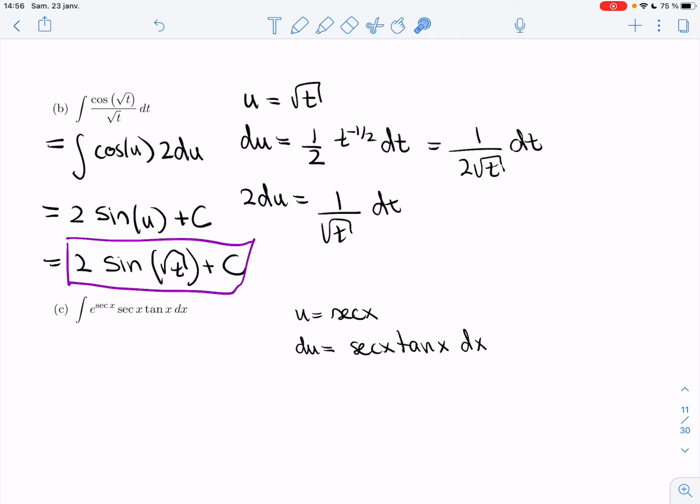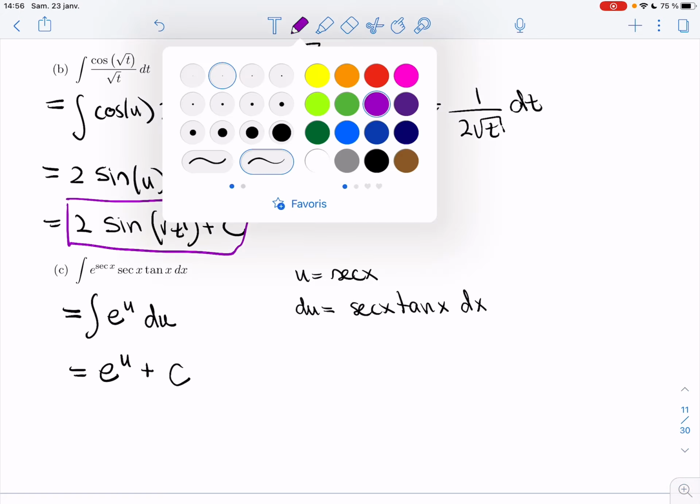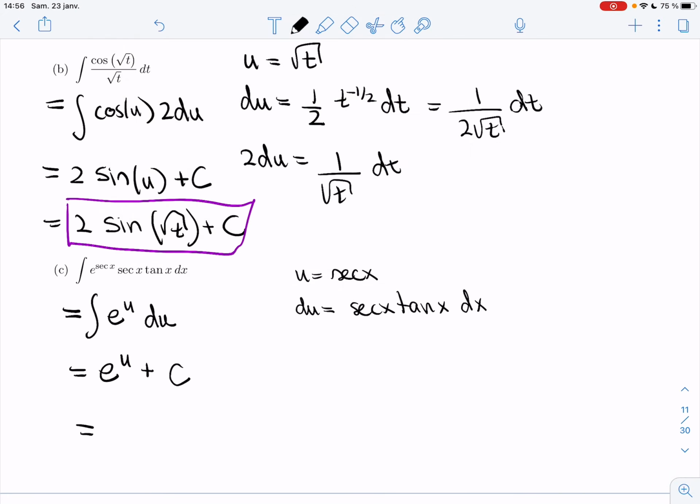So it's perfect. You have secant inside a function, and you have secant x tan x dx outside of it. And so this becomes e to the u, and everything outside is just du. So the integral of e to the u is e to the u. It looks like nothing has changed, but I did integrate. It's just that e to the x is its own derivative and its own integral. And so now I need to go back to x.